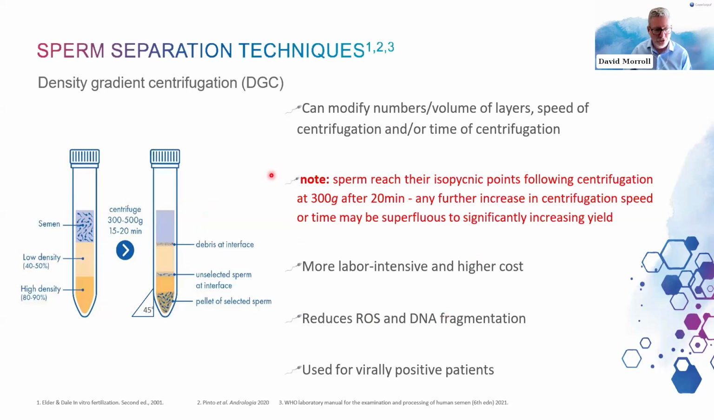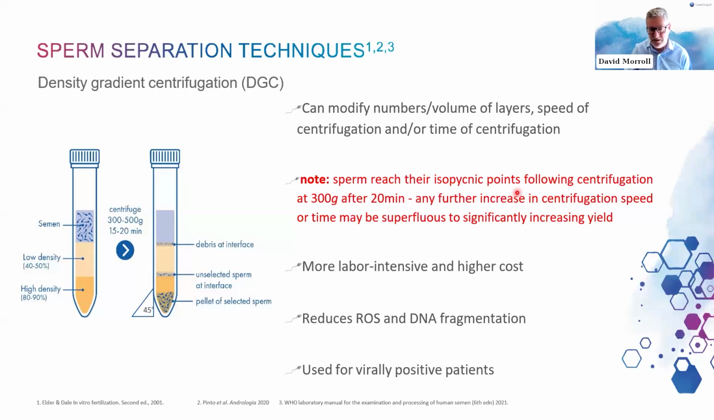But of course, you're spinning sperm down through a density gradient, so you're selecting based on density of the sperm. And as the sperm mature and they lose their cytoplasm, the cytoplasmic droplets, and the sperm head is becoming more and more dense, then obviously the overall density of those sperm increases. Now we can play around with the density gradients a little bit with how fast we spin it and for how long. But it's worth mentioning again that sperm reach their isopycnic points.